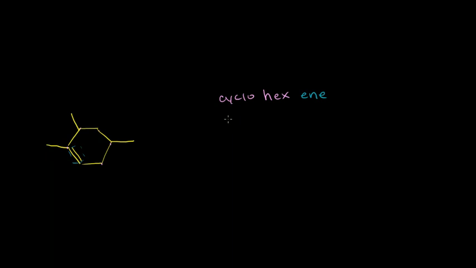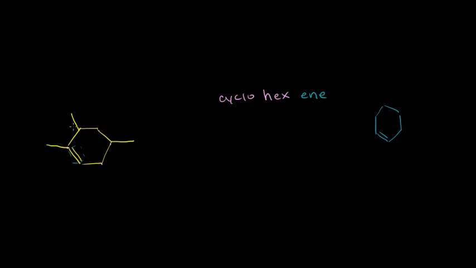Now, you're probably saying, hey, Sal, how come we didn't have to number where the ene is? If you only have one double bond in a ring, it's assumed that one endpoint of the double bond is your one carbon. So when you write just cyclohexene, it would look just like this. You don't have to specify where it is. One of these is going to be the double bond.